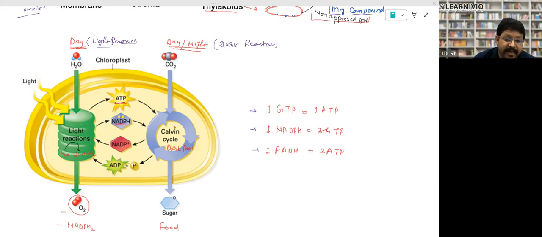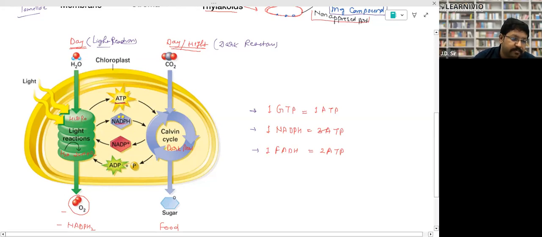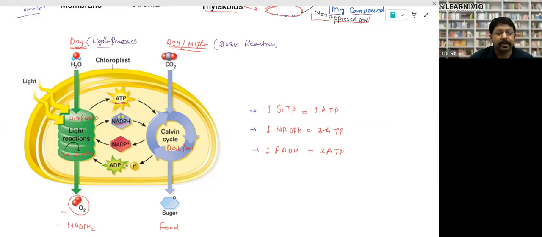This is called the dark reaction. Now ATP and NADPH are utilized in the Calvin cycle. The Calvin cycle is the dark reaction. And what do we call the light reaction? I have already told you, this is called the Hill reaction. So this reaction, the dark reaction, does not require light. So it goes on in day and night both, but the light reaction goes on only in the daytime.